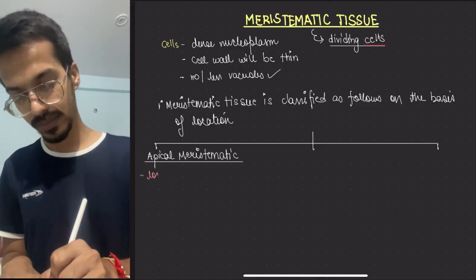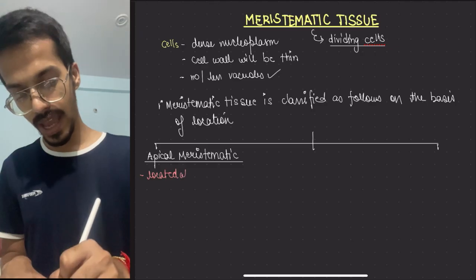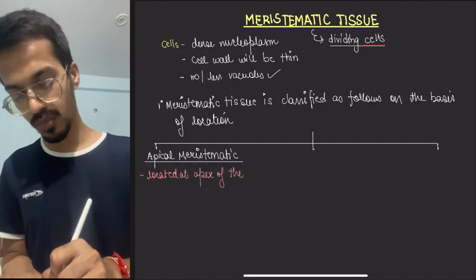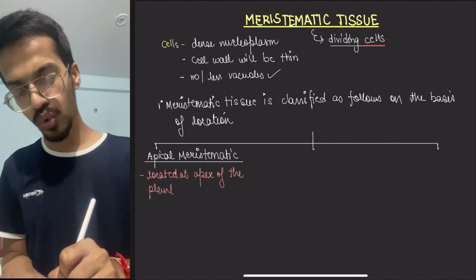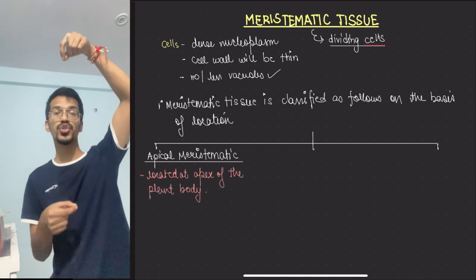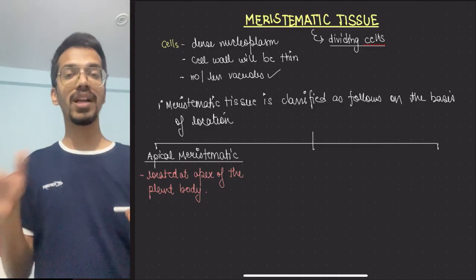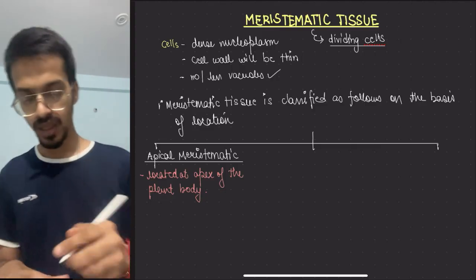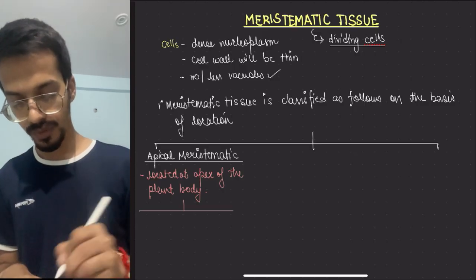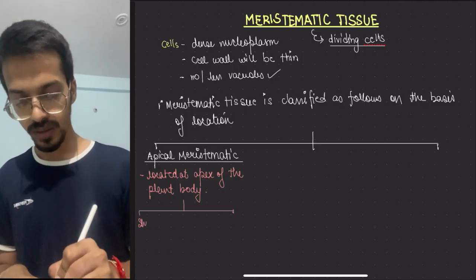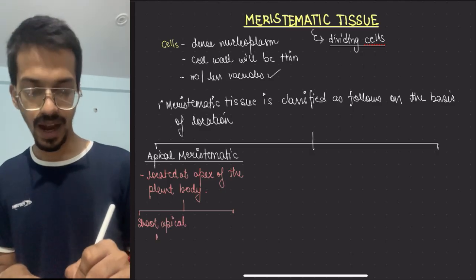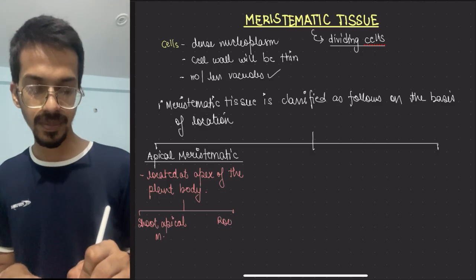Located at the apex of the plant body. So there are two different opposite parts of the plant body. One is the root apex, other is the shoot apex. So there will be root apical meristem and shoot apical meristem. So there will be two types. We have shoot apical meristem and root apical meristem.